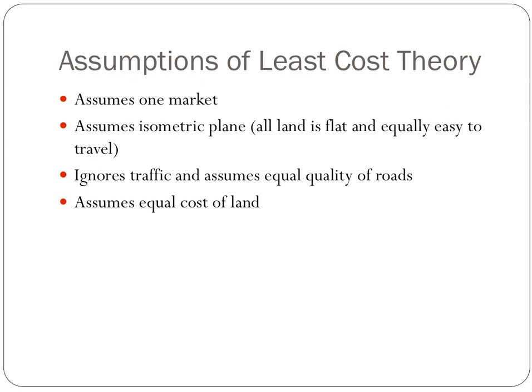A couple of assumptions of least cost theory. These are fairly basic model assumptions. The least cost theory assumes one market. It assumes an isometric plane, just like von Thunen. All land is flat, equally easy to access. It ignores traffic and assumes that there's an equal quality of roads. And it assumes that there's an equal cost of land.